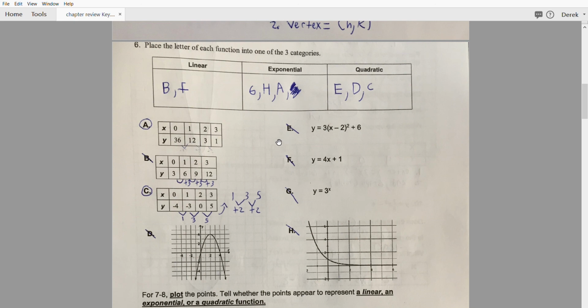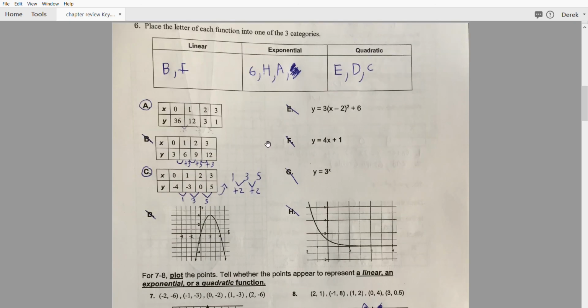So. All right, so we got place the letter of each function into one of the 3 categories. So you should get your notes out for this. Remember, linear is if we add the same number every time. Exponential is generally it grows really fast or it decreases really fast, kind of has a curve to it. And exponential should have the same ratio every time. Quadratic is everything we've been doing with parabolas. So you can check, go through to see if you can understand these.